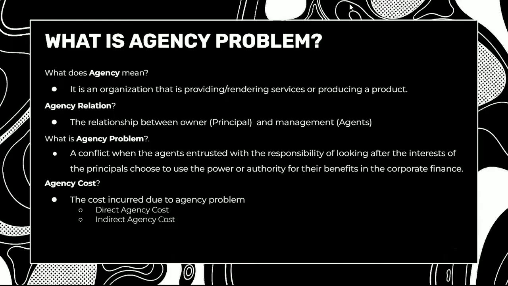Agency. It is an organization that is providing, rendering service or producing a product. What is an agency relation? It is also a relationship between a principal and an agent, where the principal gives the agent legal permissions to act on the principal's behalf. Agency problem. Agency problem is a conflict of interest in any relationship where one party is expected to act in the best interest of another.